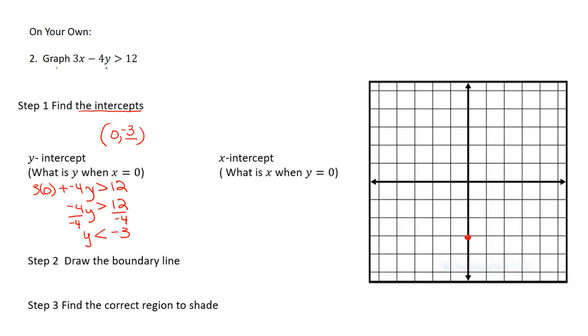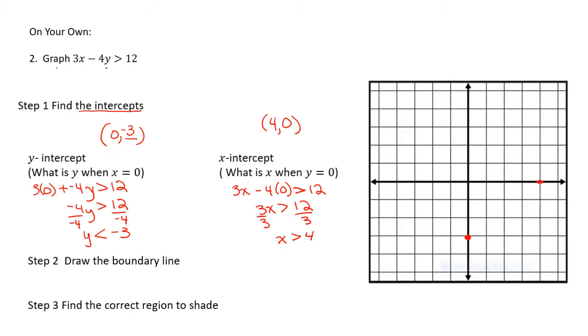All right, let's figure out our x-intercept. Remember, what is x when y is 0? So we're going to say 3x minus 4 times 0 is greater than 12. So 3x is greater than 12. So divide both sides by 3 to get our x on its own. x is greater than 4. So in this place, we're going to say x is 4, y is 0. So there is our x-intercept. So we're going to go over 4, up 0: 1, 2, 3, 4, up 0.